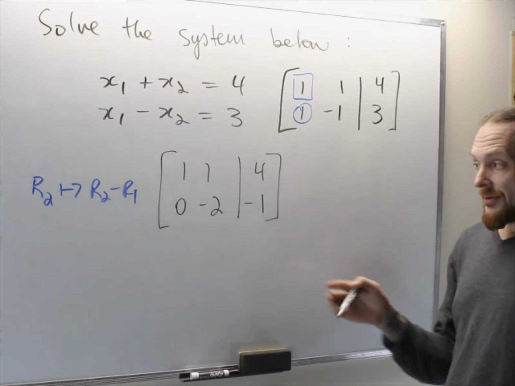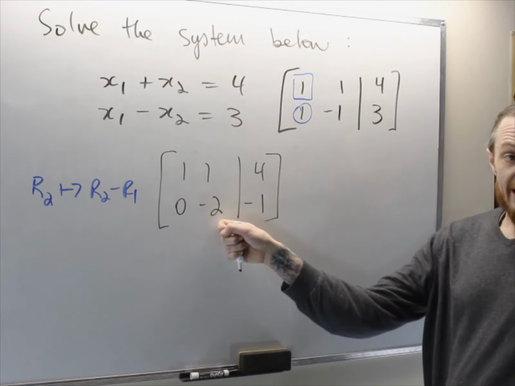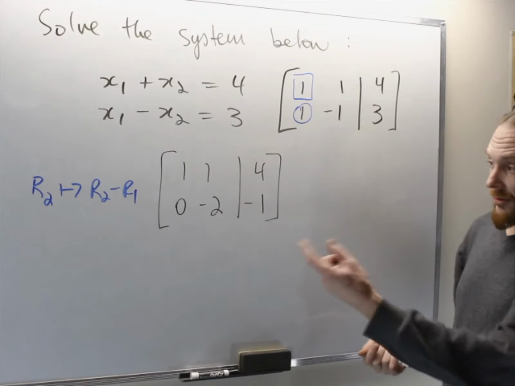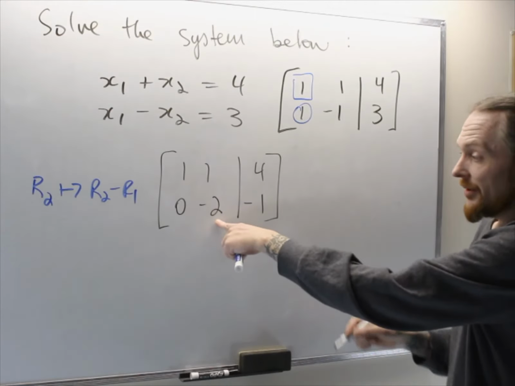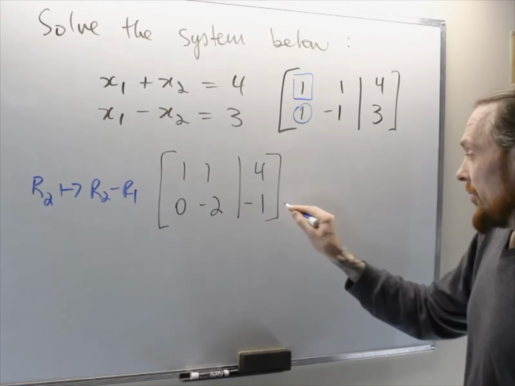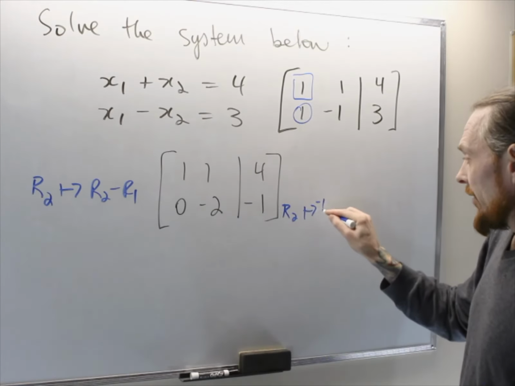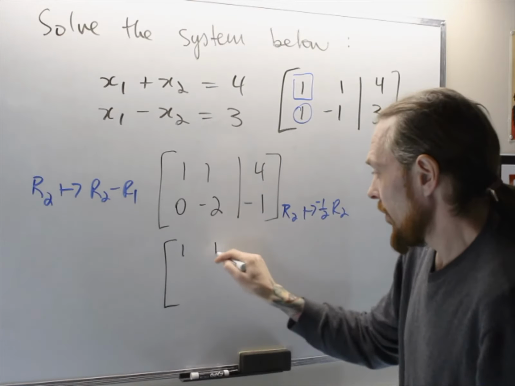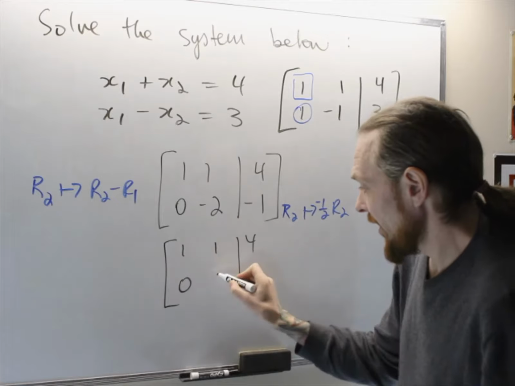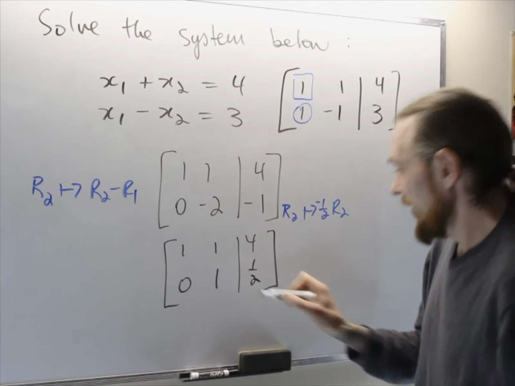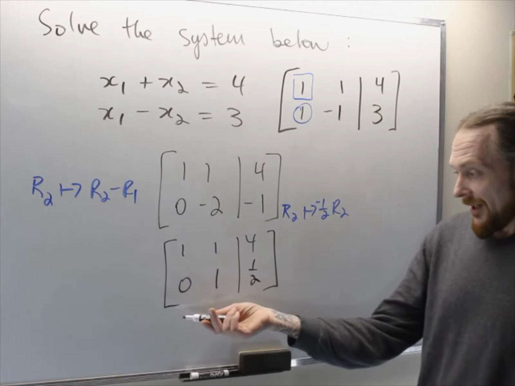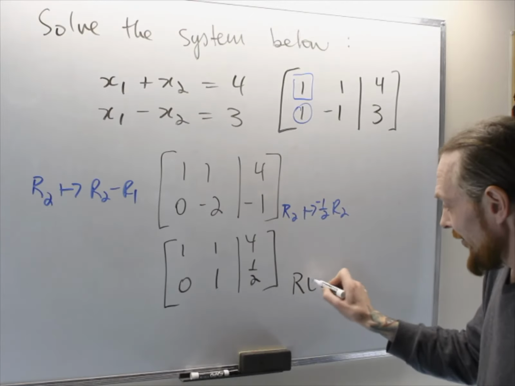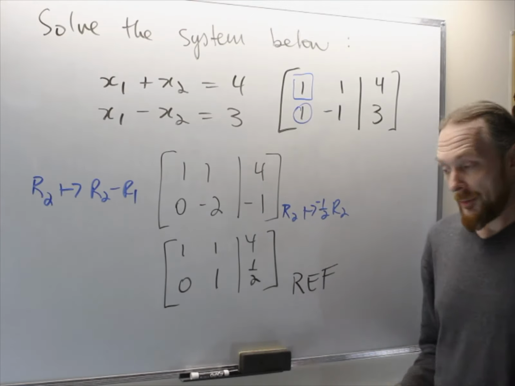I can already see part of the solution right now. What that says is negative 2 x2 equals negative 1, or x2 is 1/2. What I really like to do is get leading ones, so I'm going to do one more move. Row 2 goes to negative 1/2 row 2. That will give me this 1, 1, 4, and now I'm changing this, dividing everything by negative 1/2, and so I get this. Now we're going to move it to the top of the board. This is definitely REF, row echelon form, which is what we're looking for.